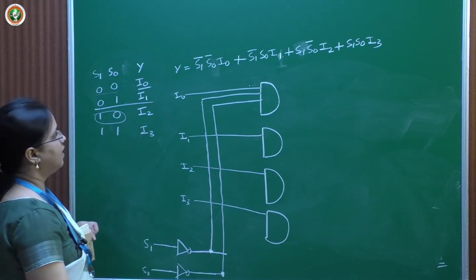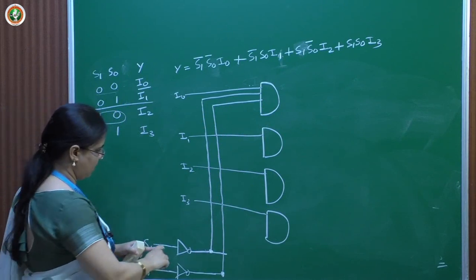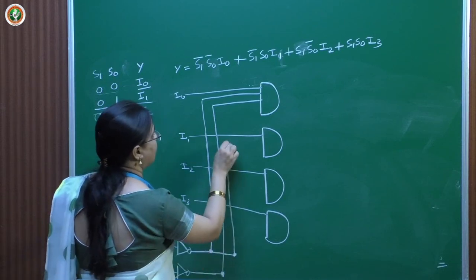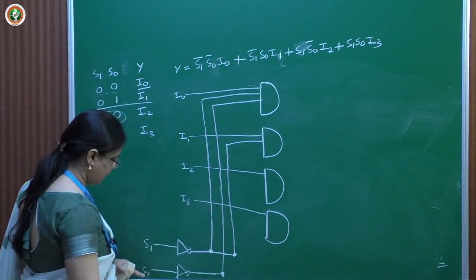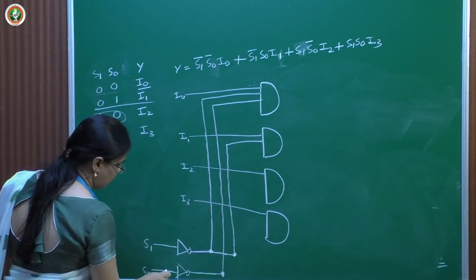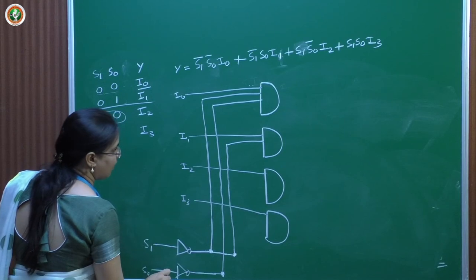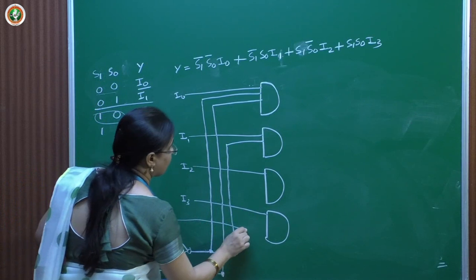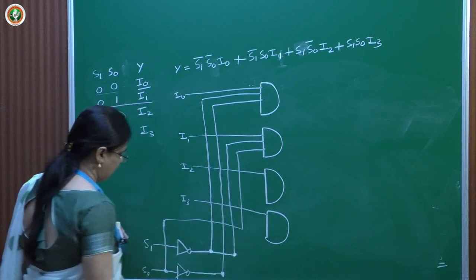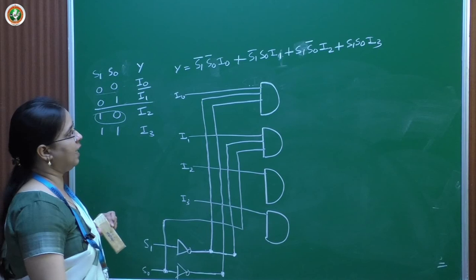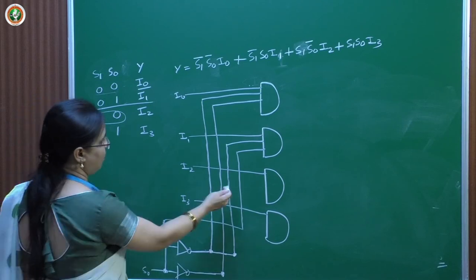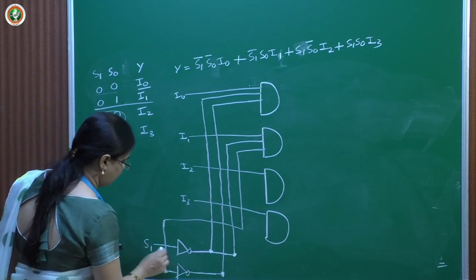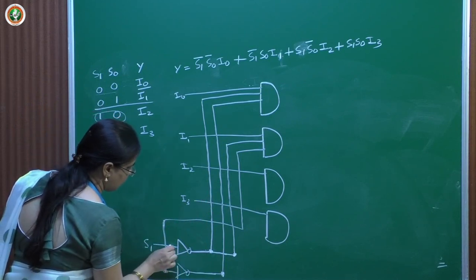And second one. Second one is S1 bar. S1 bar means it is coming from here. And it should be connected to second AND gate. And I have S0. So S0 means it should come from this point. Okay. So let me take like this. Okay. Then for the next AND gate, your third AND gate, S1, S0 bar. S1, it should come from this point.